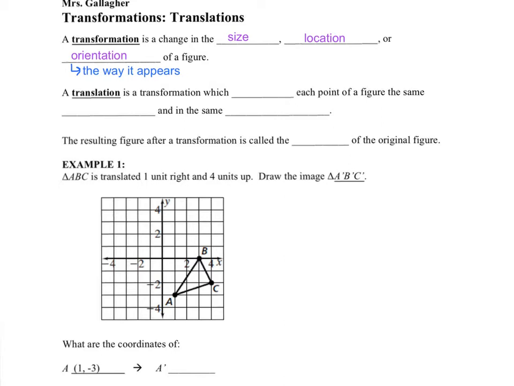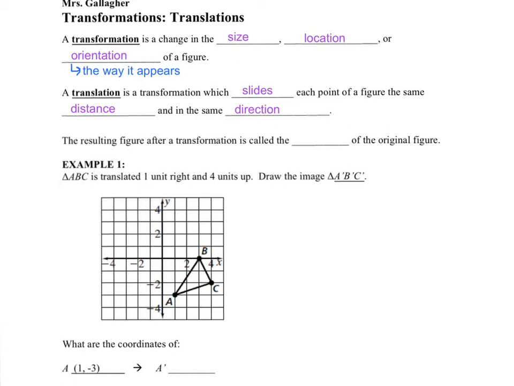Now today we're going to discuss translations. A translation is a type of transformation which slides each point of a figure the same distance and in the same direction.